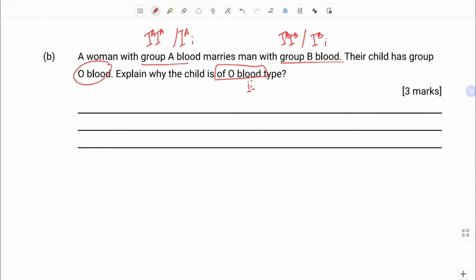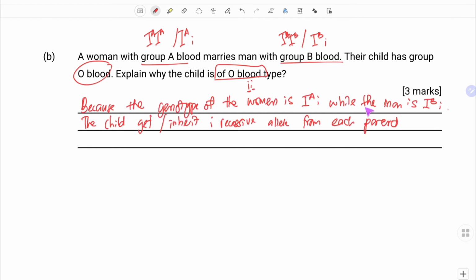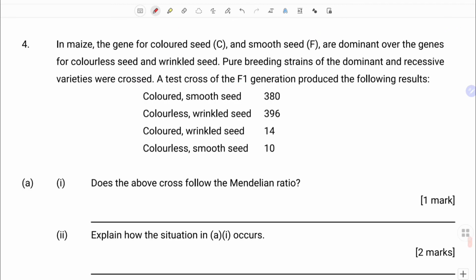the i, the recessive allele is inherited from each of the parent. So sila bagi tahu the child get one recessive allele i from the mother and then the second recessive allele i from the father. So jawab macam ni kita akan dapat 3 markah. So the first mark untuk genotype for the woman, second mark is for the genotype of the man, and then the third mark is if you say where did the child dapat i recessive allele tadi, iaitu each from each parent dia dapat.